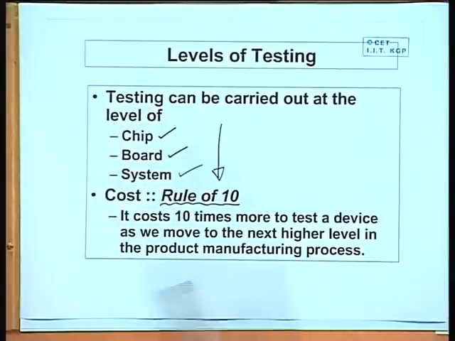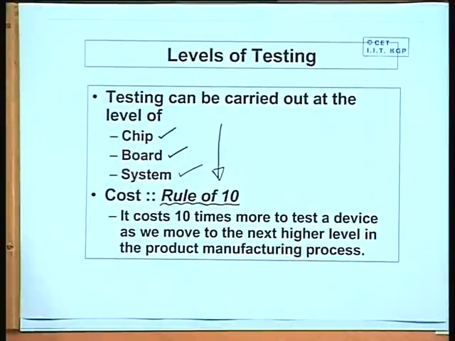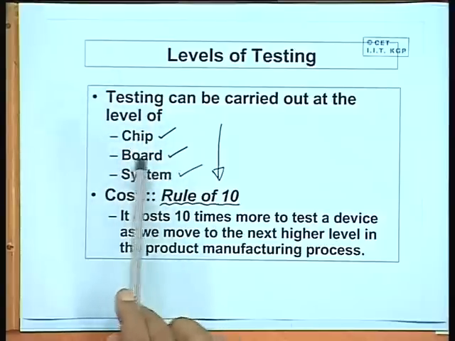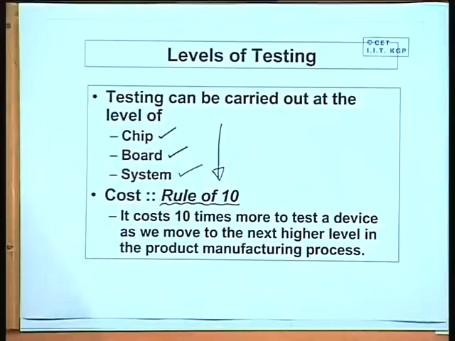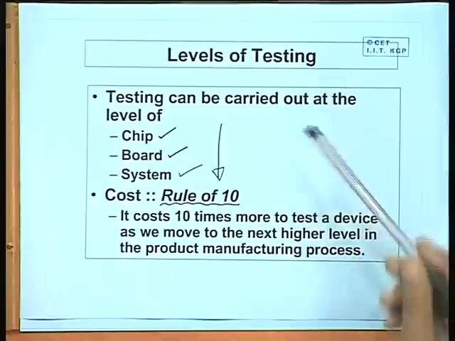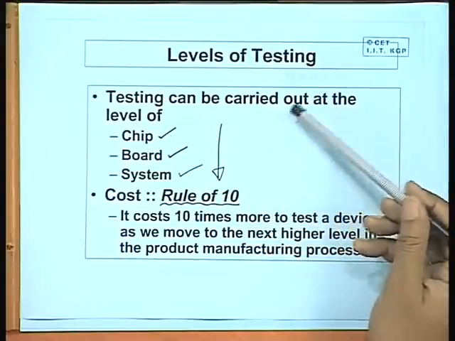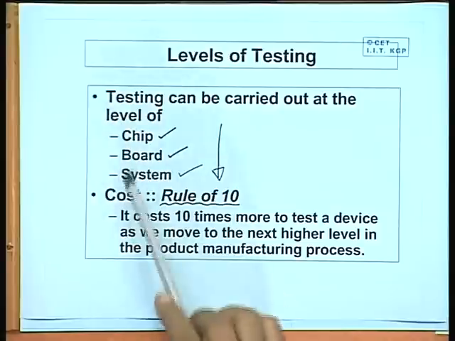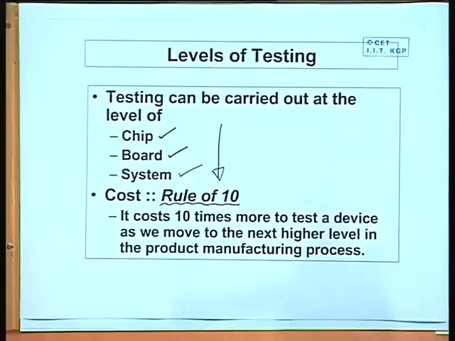So, what this really means is that when the chips are manufactured, we have to carry out testing immediately on the chips. As the chips are used to manufacture the boards, you must have confidence that the chips are working correctly. So, this is one way to categorize the level of testing: chip, printed circuit board or system. There are other ways to categorize the level also.